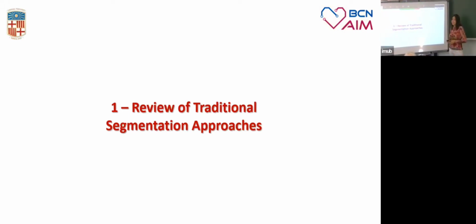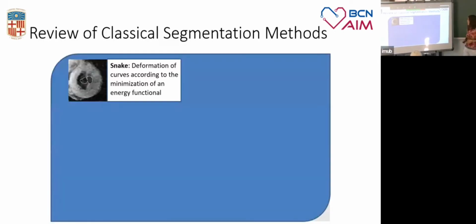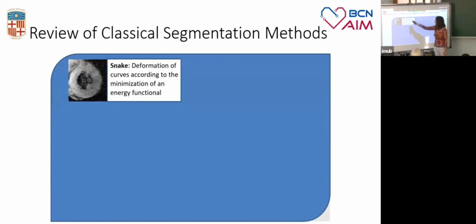I'm going to give a brief review of conventional segmentation approaches before starting with the graphical segmentation methods that I would like to show in this presentation. The first one that I would like to mention is the snake. That is a deformation of curves according to the minimization of an energy equation. You see that it stops when it reaches the boundary of maximum gradient on different variations of intensity. The problem of this original algorithm is that it doesn't consider changes in topology. It stops when it reaches the maximum gradient.